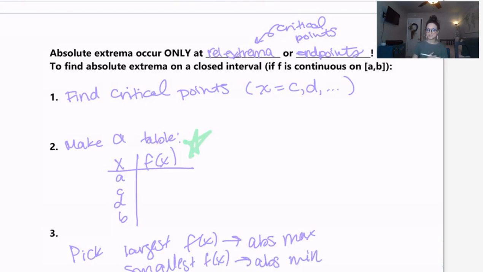So this is called the candidate test. We pick all the feasible candidates, evaluate them at only those spots, and then we just pick our largest and our smallest from there.